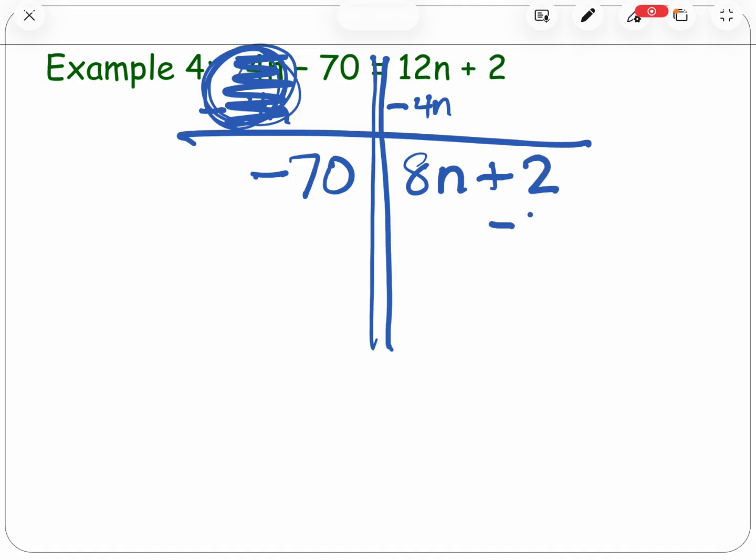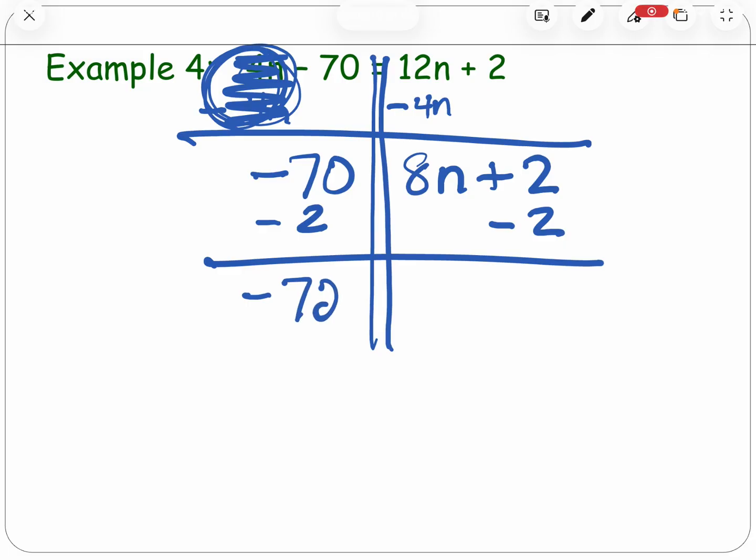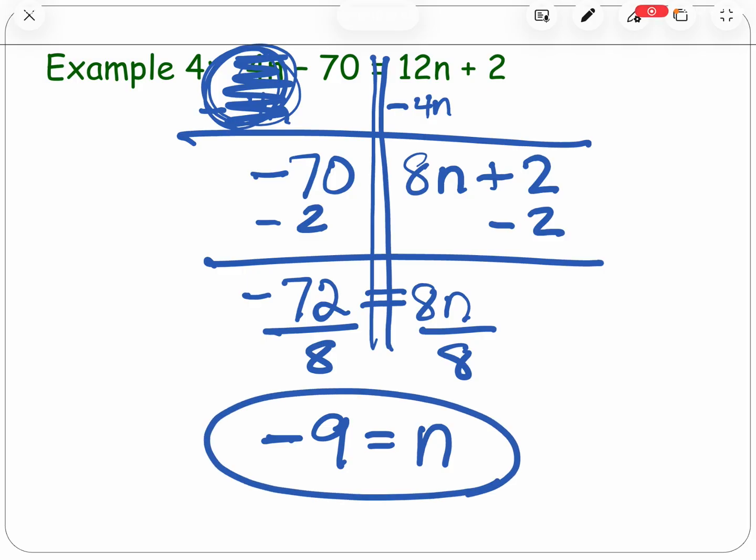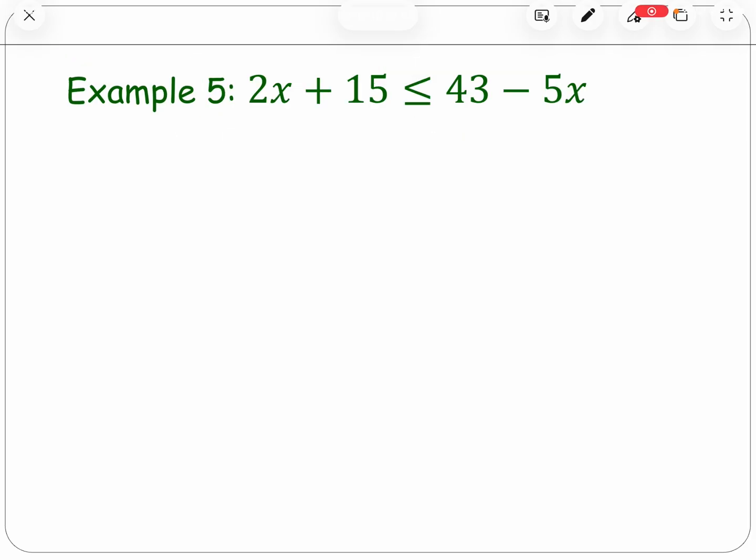I'm going to subtract 2 from both sides. Yay. And that gives me negative 72 equals 8n. You're going to get negative answers. Don't stress. It's just a matter of trying to keep negatives out of the problem. I'm going to divide by 8 on both sides and get negative 9 equals n. Yay or nay? All right, you try number 5 for me right now.